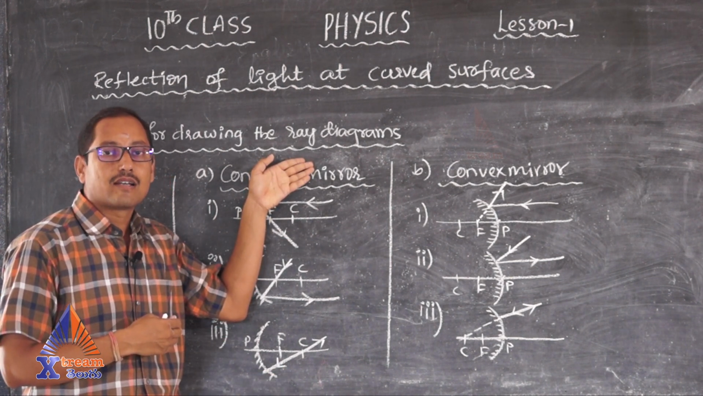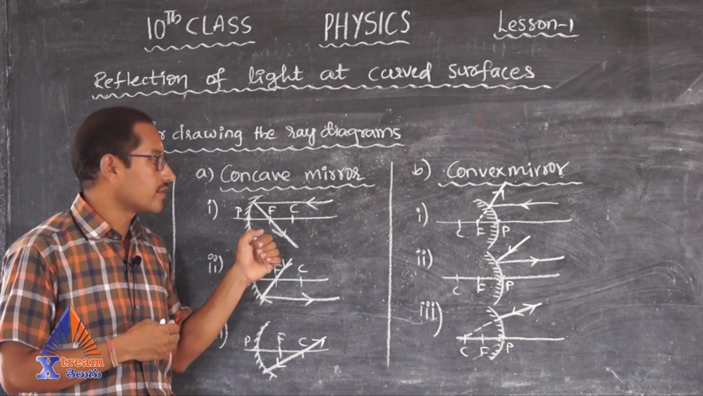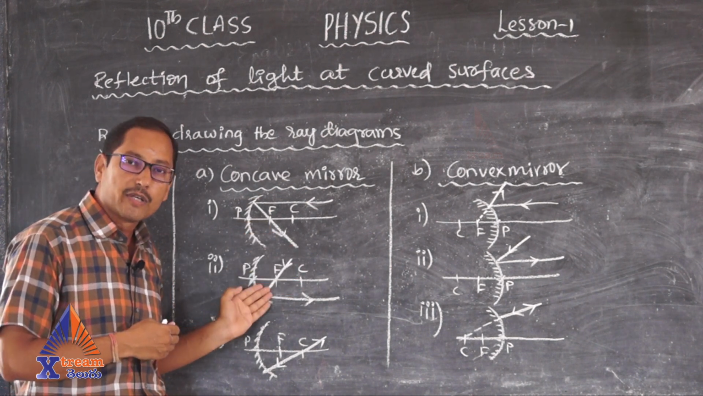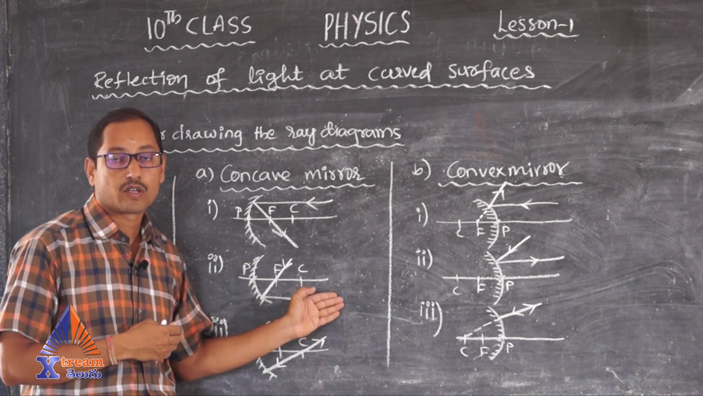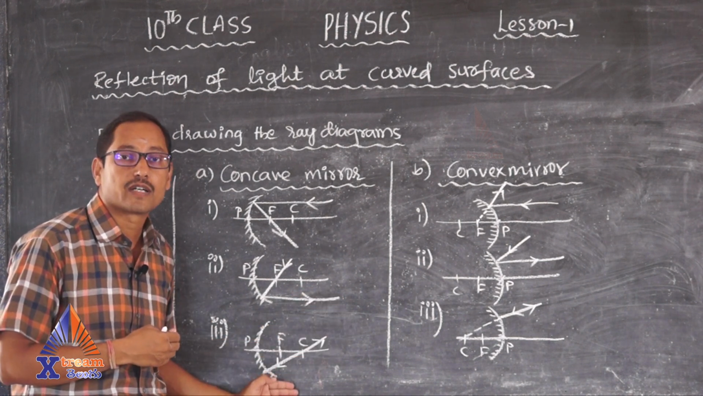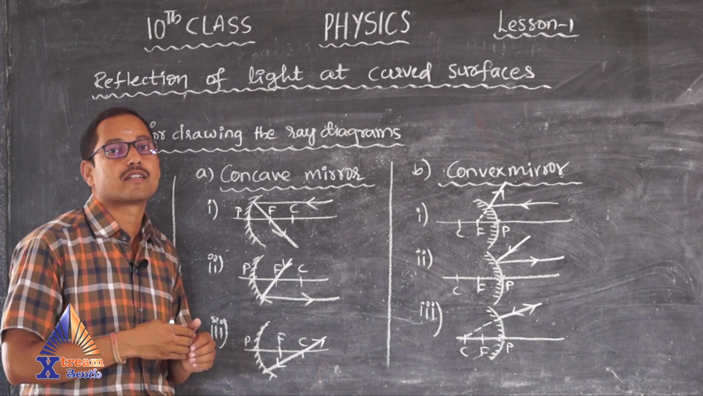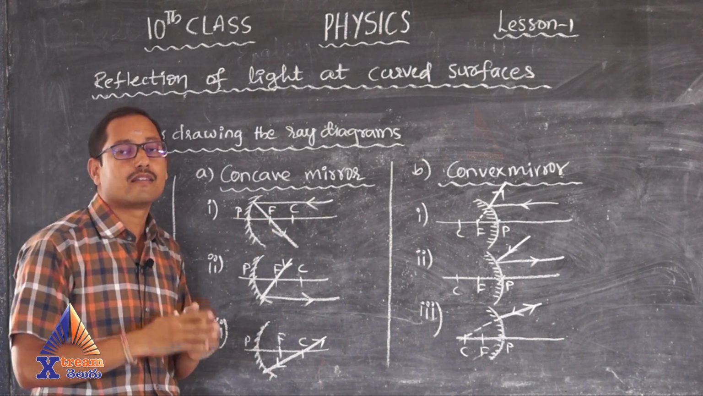In concave mirrors, the parallel rays are always reflected through focus. The rays which are coming through focus will always be reflected in parallel to the principal axis. The rays which are coming through the center of curvature remain undeviated. They are reflected back in the same path.